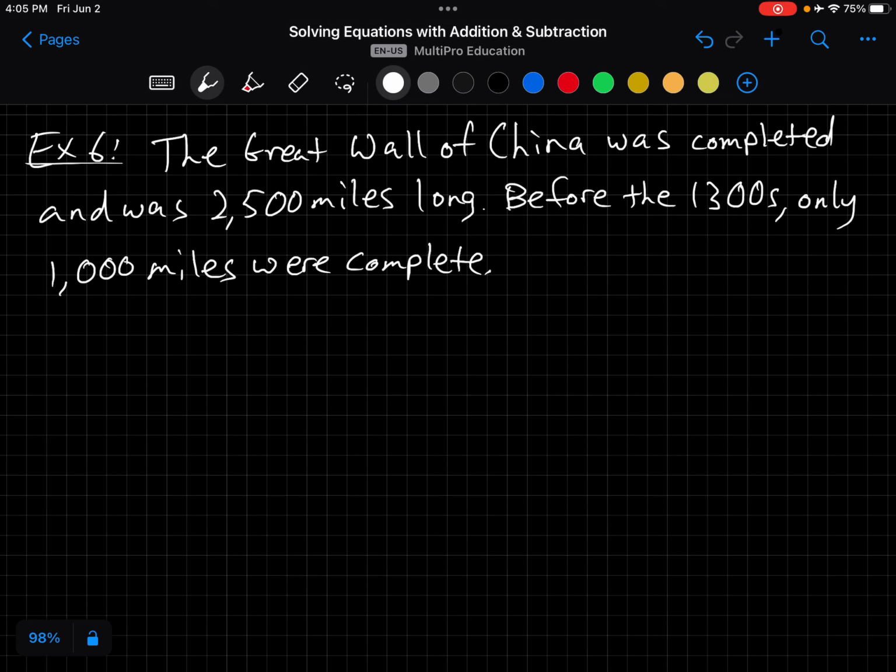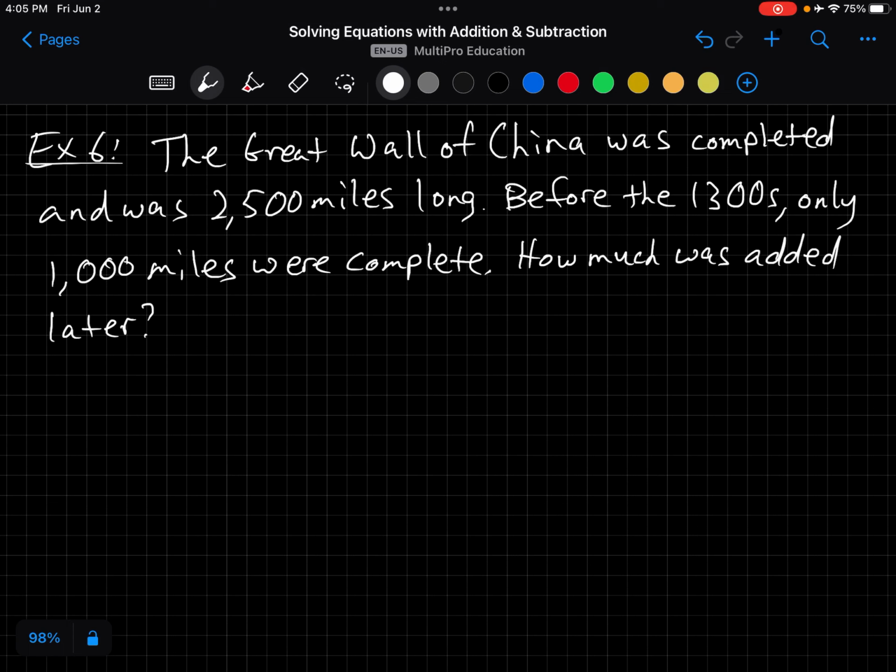Now, I don't know how true this is, so y'all can fact check this. And we want to know how much was added later. Great question. So we know that it's 2,500 miles. And then before the 1300s, that's a long time ago. That's over 700 years ago.